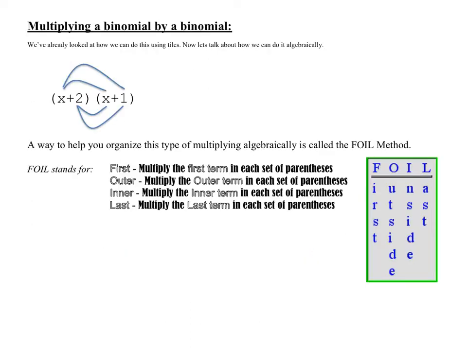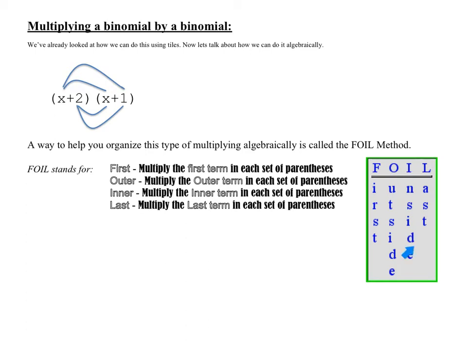So now let's look at multiplying a binomial by a binomial without tiles. One thing you may have started to notice is that every term has to get multiplied by every other term when you're multiplying two terms by two terms, okay? There's a method that we use called FOIL. And right down here, it tells us what FOIL stands for. It stands for first, outer, inner, last. I also put it over here.